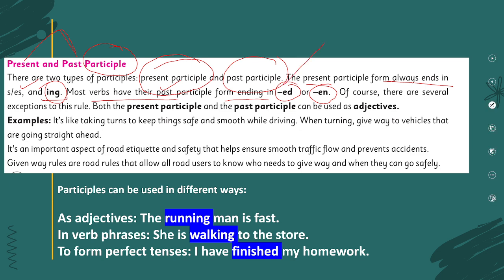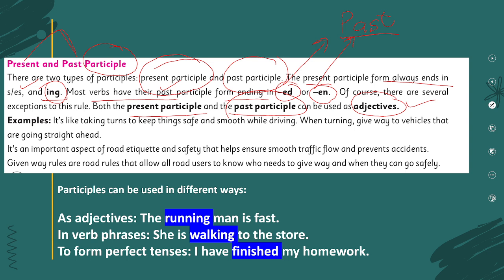Like we know the words ed and en, they are mostly used for past tense or past. Of course, there are several exceptions to this rule. Both the present participle and the past participle can be used as adjectives. So, like the verbs in gerunds, the verbs were used as nouns.